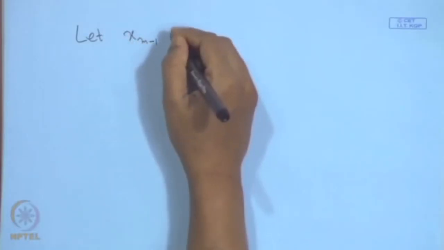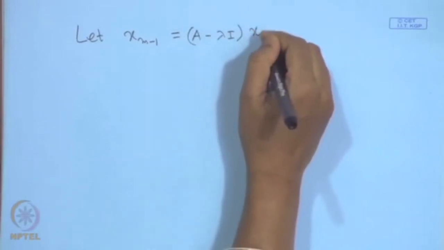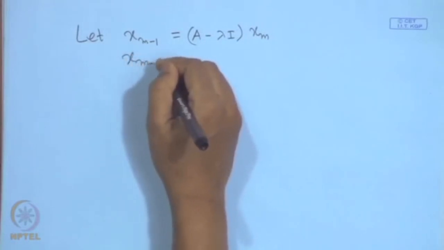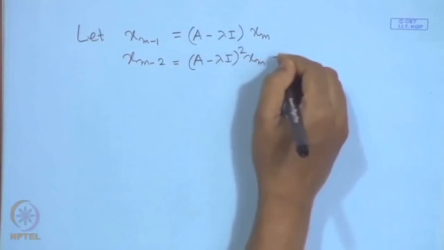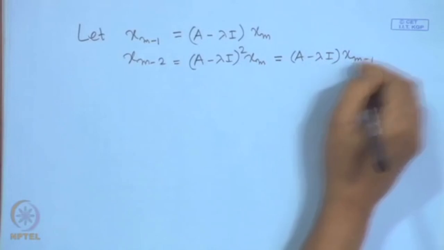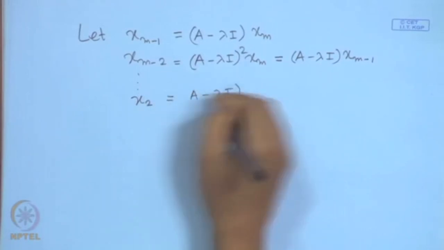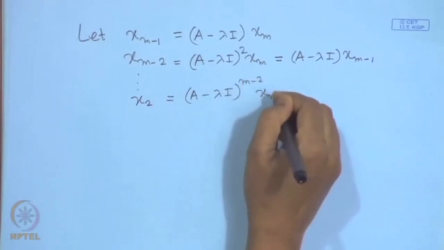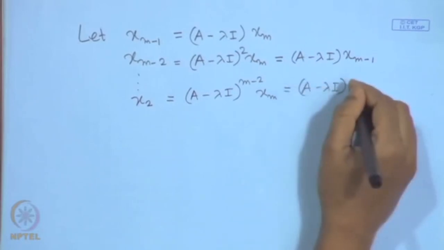And here we define the chain like this. Let x_{m-1} = (A - λI) x_m, x_{m-2} = (A - λI)^2 x_m, and that is equal to (A - λI) x_{m-1}. In this fashion, we get x_2 = (A - λI)^{m-2} x_m, which is equal to (A - λI) x_3.